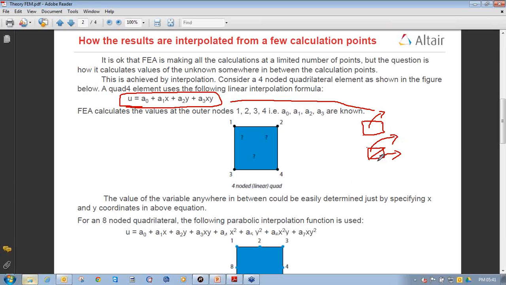So there are different interpolation functions available in the HyperWorks suite to find the results in between the calculation points. Calculation points are the nodes on which the software calculates the result, and by using these interpolation functions, it finds out the result in between, over the entire domain.